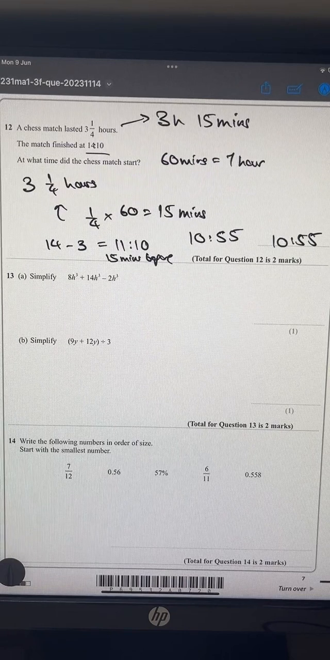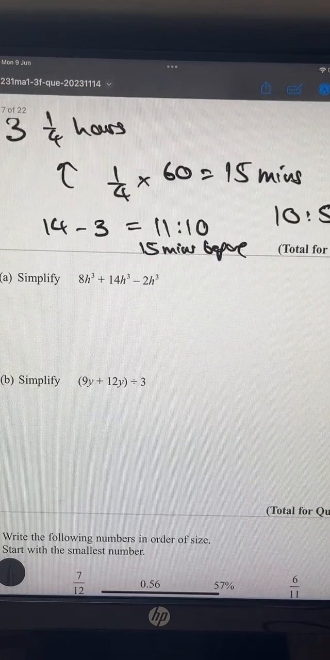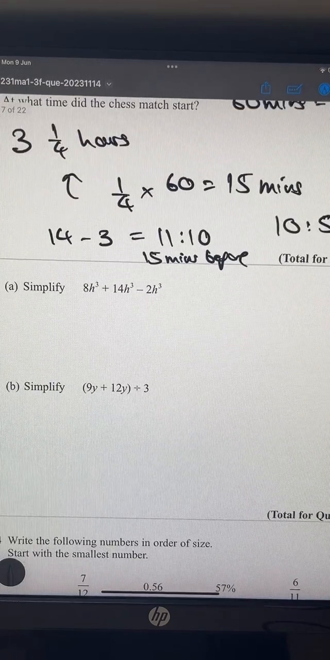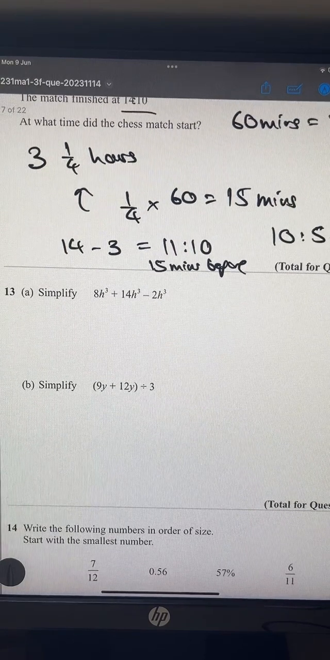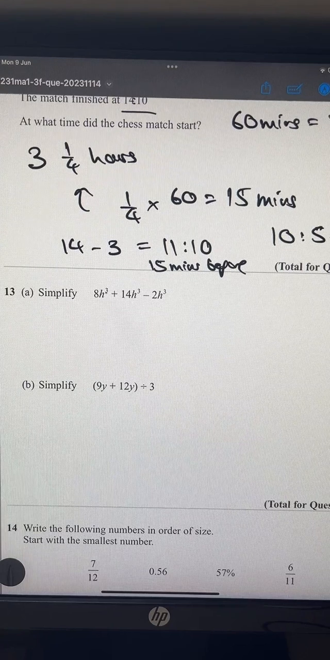Simplify this. Okay, let's see what I'm gonna do. These are all like terms. Do not be thrown off by the fact that there is an h cubed. Notice all of these have that buddy. It's like their buddy. They're holding on to that h cubed. So I've got 8 lots of h cubed, and I've got 14 more lots of h cubed. What is 8 plus 14?